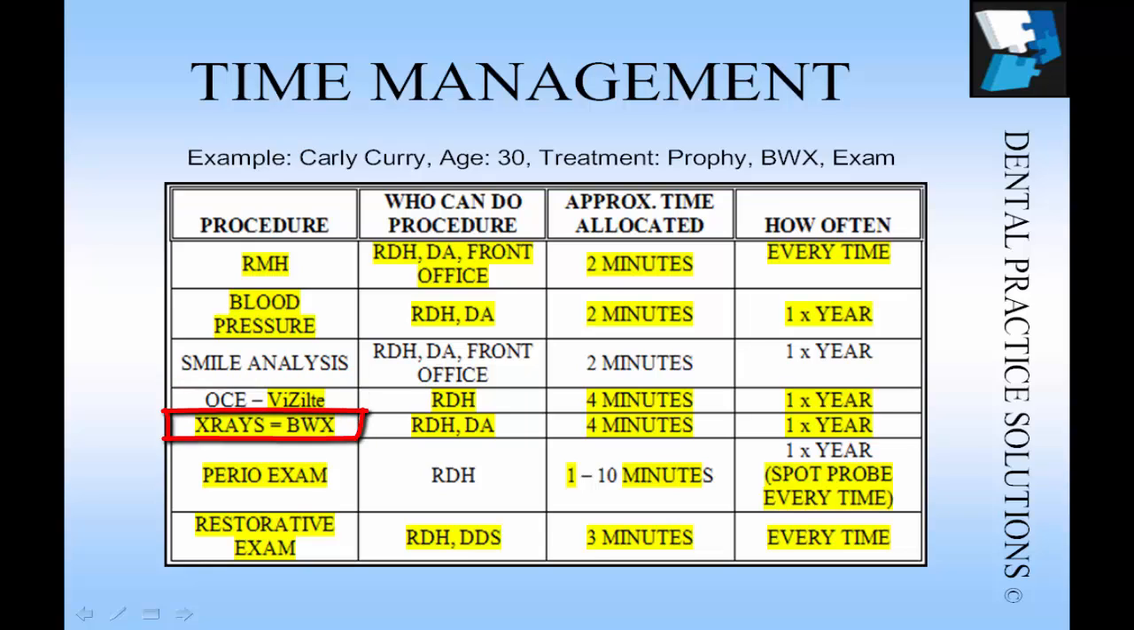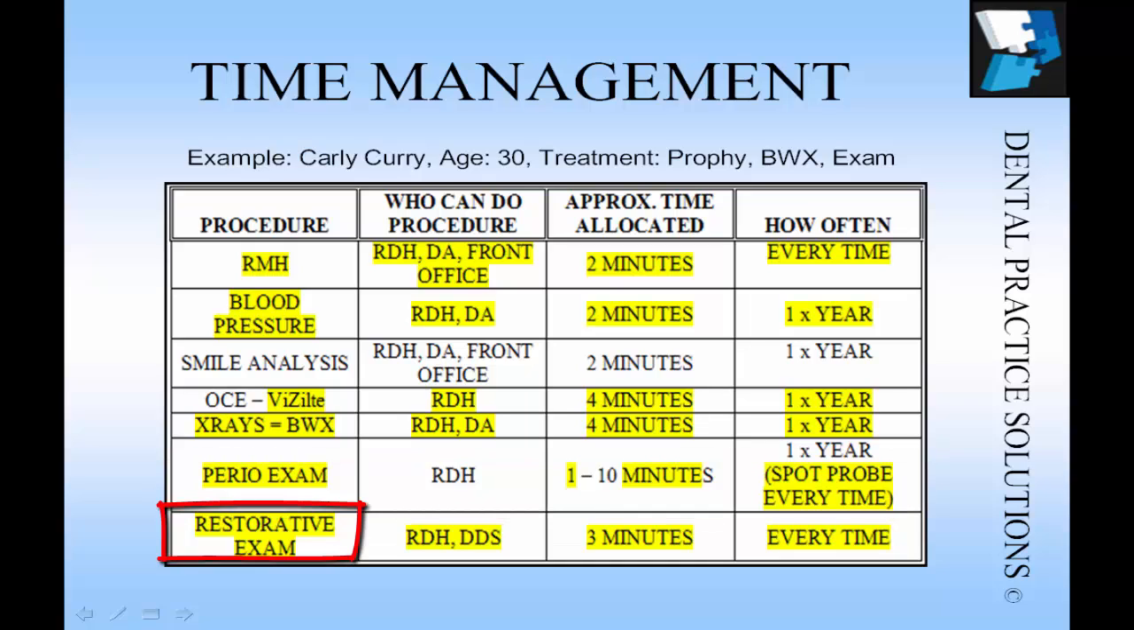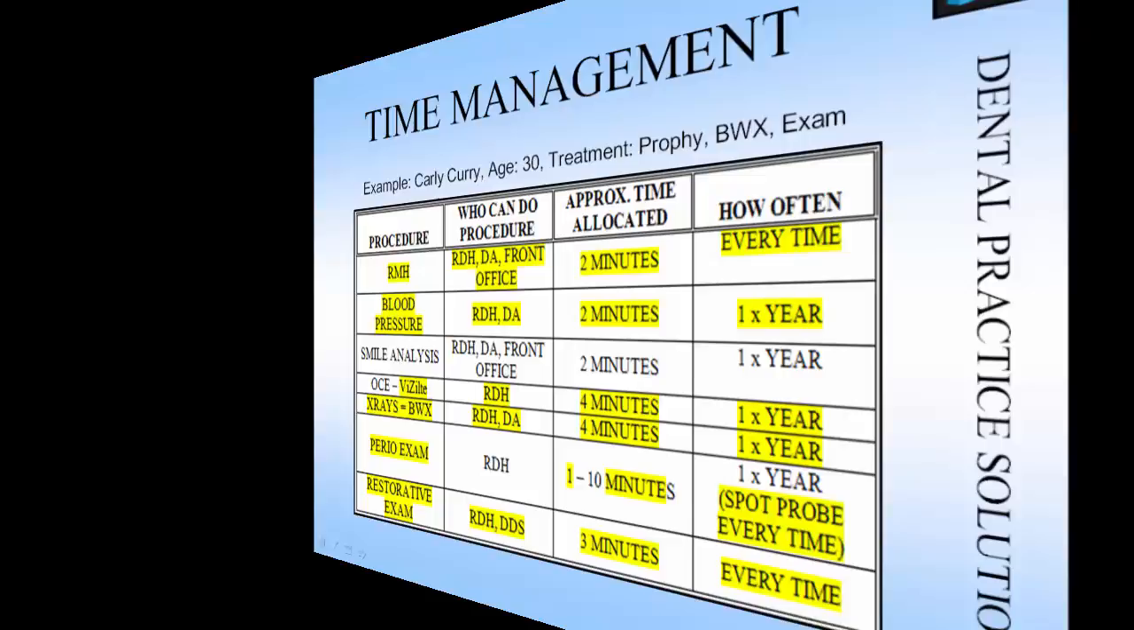We're going to take x-rays. We have digital x-rays. They're 4 bite wings. It doesn't take me a lot of time to do that. And I'm only going to spot probe at that point in time. Carly's always had a healthy mouth, never anything over 4 millimeters. That doesn't take very long to do. And again, my restorative exam. So you can see that we've created a down to a science for the time management. I want you to remember that this is something that I've designed, and you can actually format your own time so that you have a down to a science protocol for your hygiene patients.